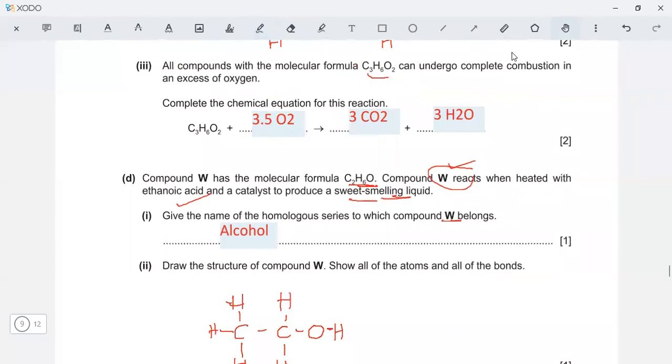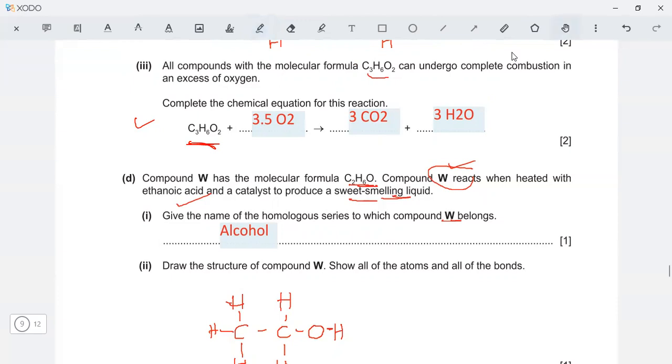Now the third one: all compounds with the molecular formula C3H6O2 can undergo complete combustion in an excess of oxygen. Complete the following chemical equation for this reaction. So here, this is the chemical equation.